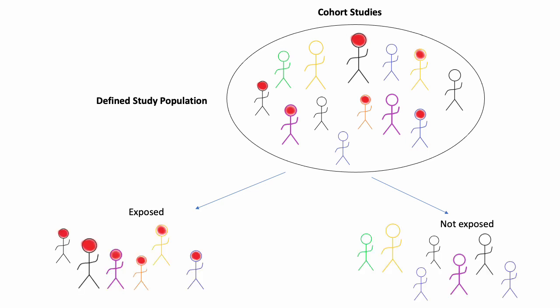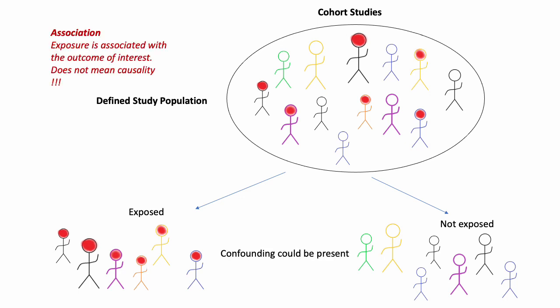And this diagram suggests that since the exposure has already occurred, there are a lot of variables that we cannot control for, especially the baseline characteristics. There could be variables that could be confounding.